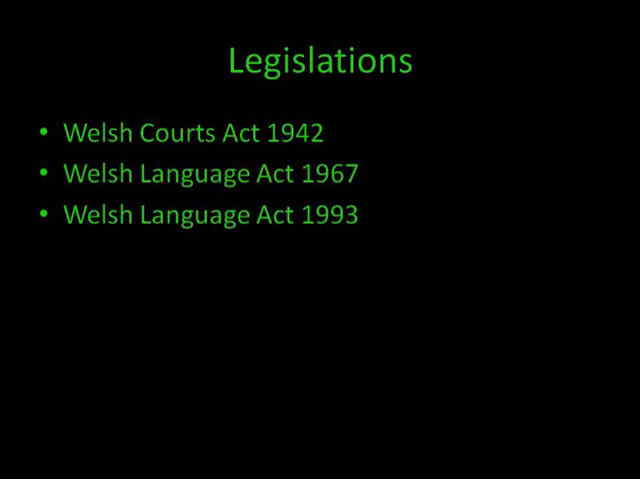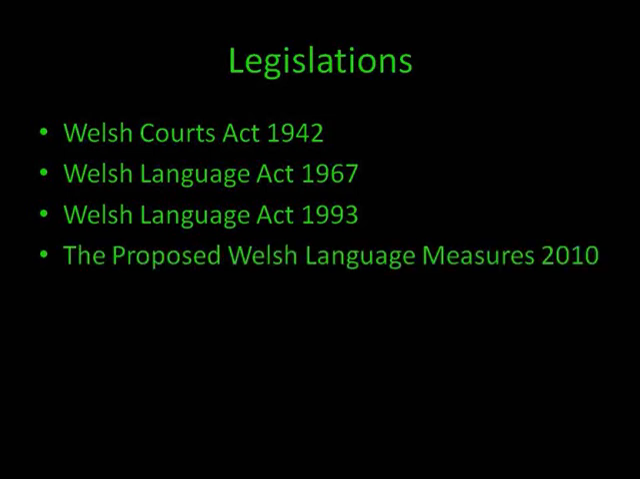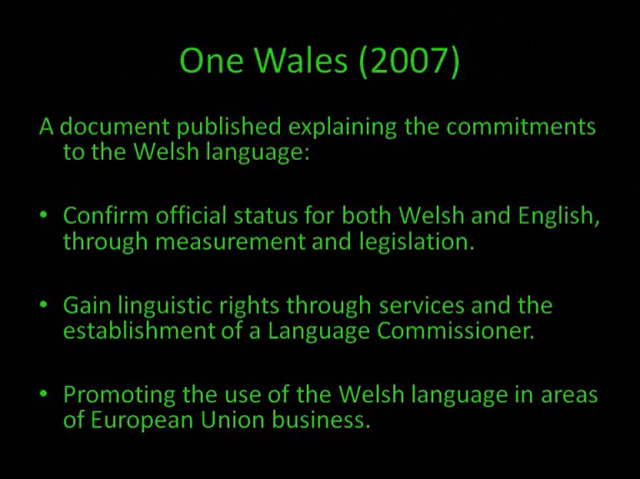The acts have been updated many times, but the most recent is the proposed Welsh Language Measures 2010, which aims to provide more clarity and consistency for Welsh speakers in the services they use, creating organisations and bodies which have investigation rights and enforcement powers in relation to the Welsh language, as well as allowing Welsh speakers to appeal about provisions through the medium of Welsh. The overall aim of the measures is to modernise existing frameworks and meet the commitments of the One Wales document.